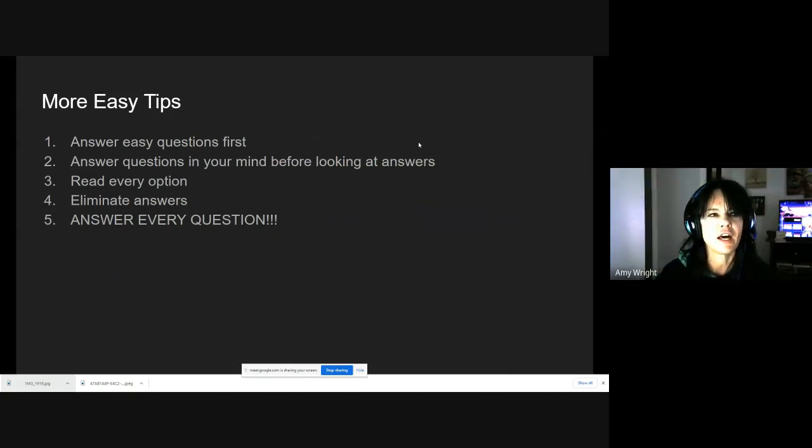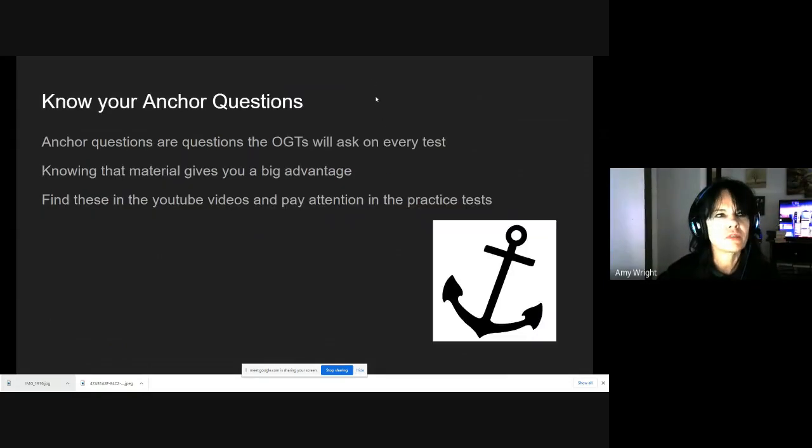So do that. Read every option, because even if you have answered it in your head, there might be a better answer in the answers. So make sure you read every one and then eliminate answers you know are total garbage. So know your anchor questions. If you walk into the OGTs knowing what those anchor questions are, you're 2 steps ahead of the game.